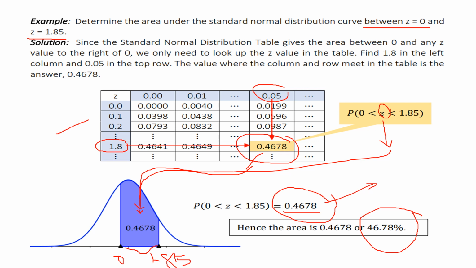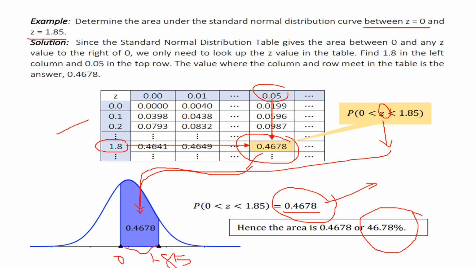So for your solution now, since the standard normal distribution table gives the area between 0 and C value to the right of 0, that is correct, no? We only need to look up the C value in the table. So find 1.8 in the left column. So that's how we look for the value of your area from 0 to 1.85, and whatever the area of intersection between your 1.8 and 0.05, that will be the value that you can map to your C, which is equal to 1.85. Now, the value where the column and the row meet in the table is the answer.